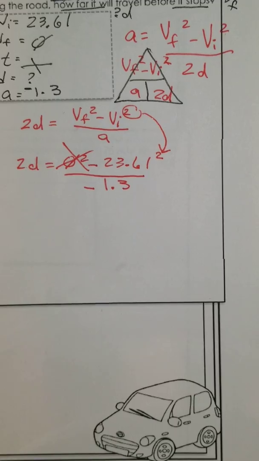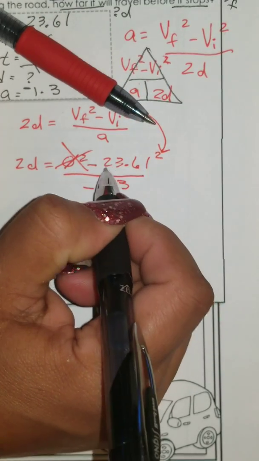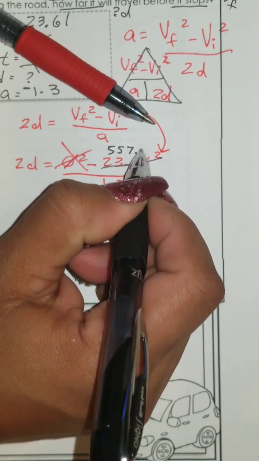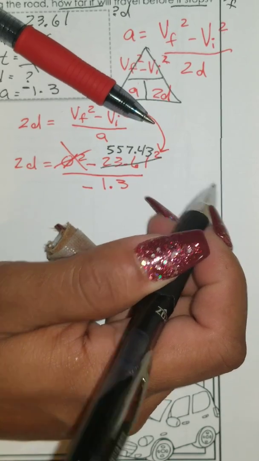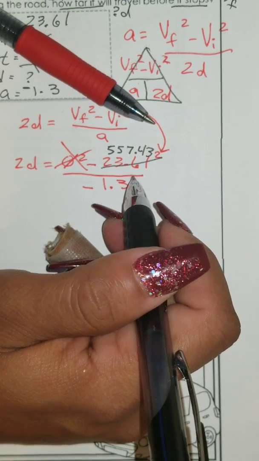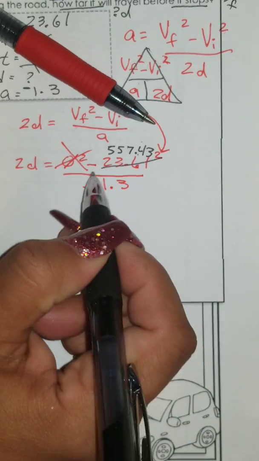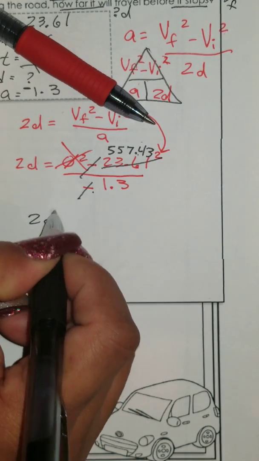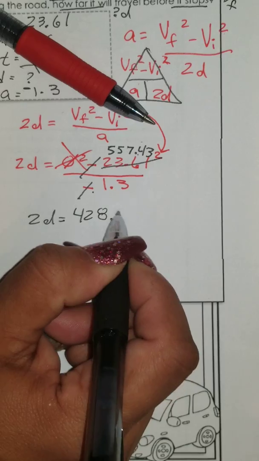23.61 squared actually comes out to 557.43. Please go back and double check my math. All right, you never know. Now I'm going to go ahead and get those two numbers and divide them. But don't forget, negative and negative is going to cancel each other out. So 2D equals 428.79.